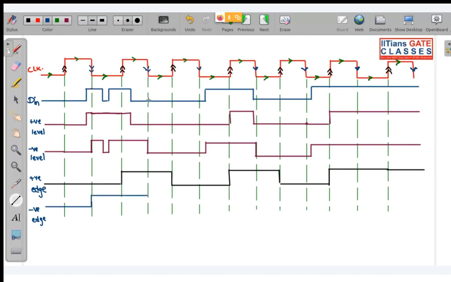So look, what is the value of input over here? It is 0. So this will go to 0 and stay there till the next negative edge. At the next negative edge, again it is 0. So it will stay at 0 till the next negative edge. Again at the next negative edge, input is 0. So this will stay at 0 only. Again at the next negative edge, it is 0, so it will stay at 0. At this negative edge, input is 1. So output will immediately go to 1 and it will stay at 1 till the next negative edge. At the next negative edge, it is 1. So it will continue at 1. So these are the outputs of positive level, positive edge, and negative edge for this input.